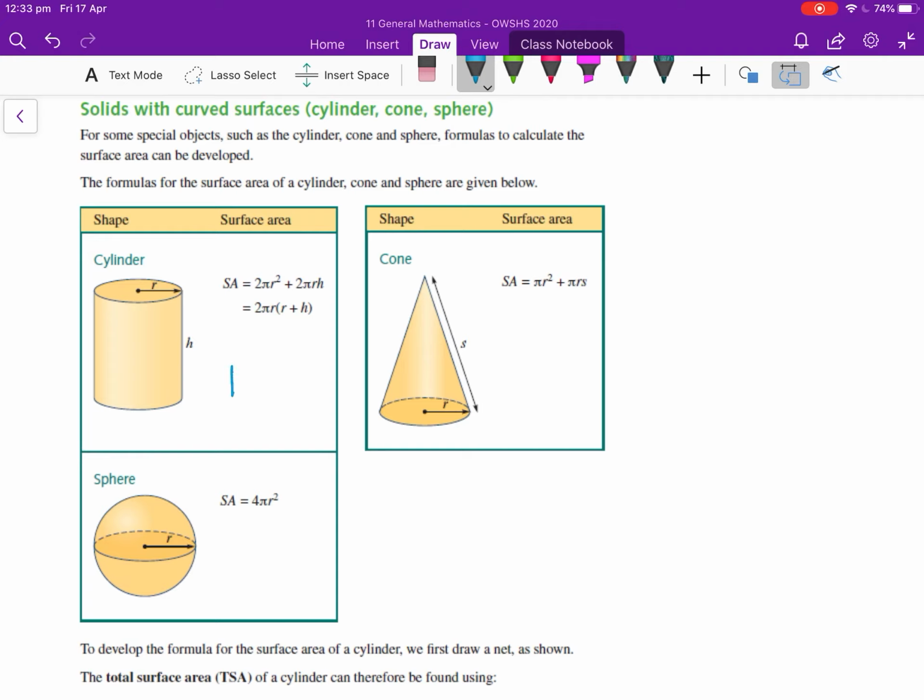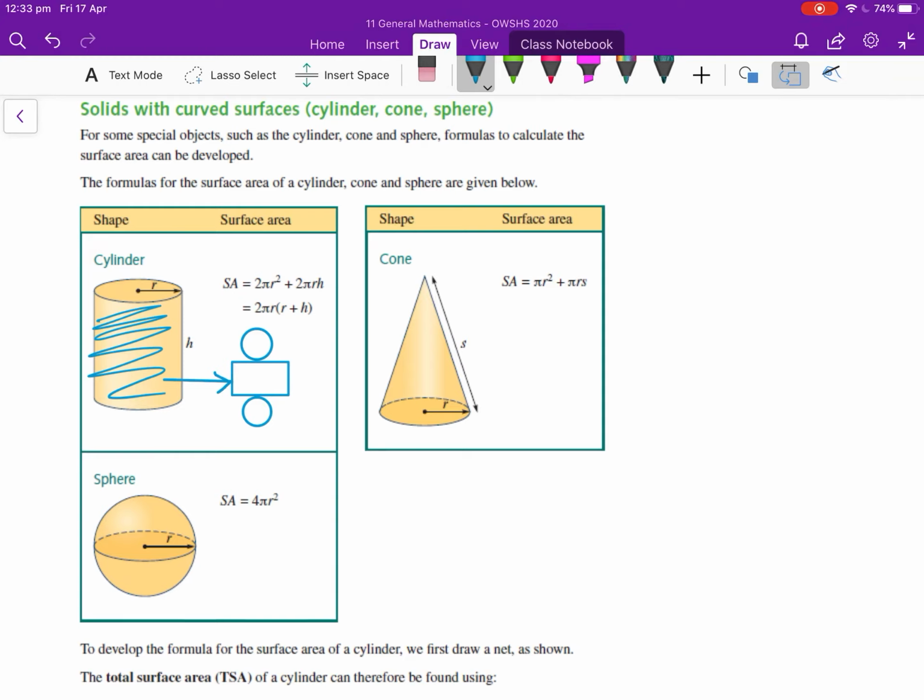So we can still draw a net. So if we unrolled it, if you can imagine like a tin of Milo or a can of baked beans or whatever it is, and you took the label off, that label would in fact be a rectangle. Okay, so this space here ends up actually looking like a rectangle. So then if we have our rectangle, we then have our two circles at the top and at the bottom. Okay, and that's our net for our cylinder.